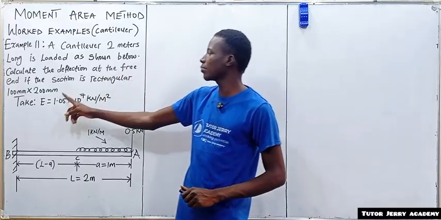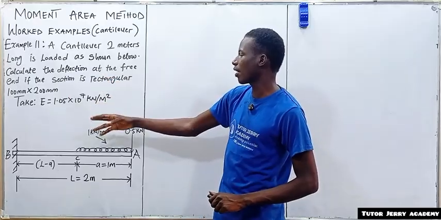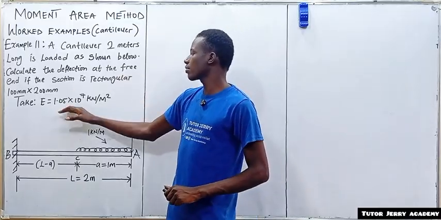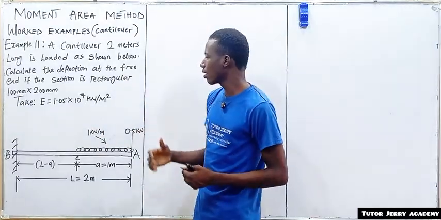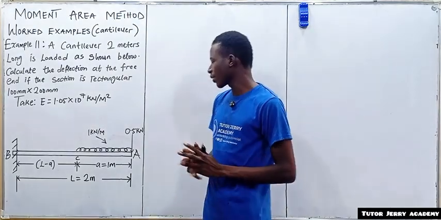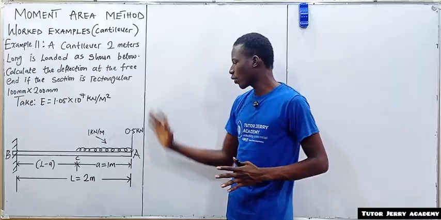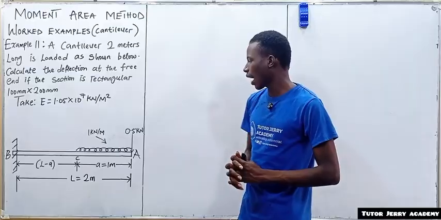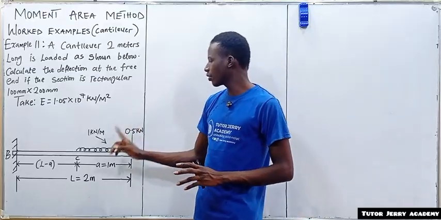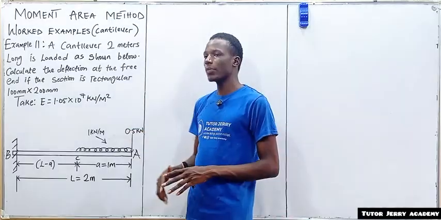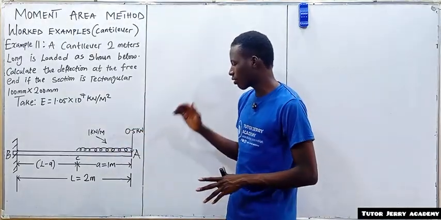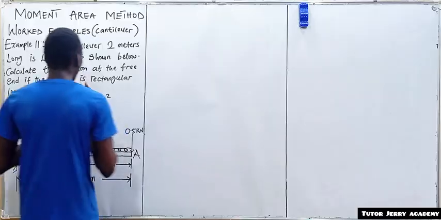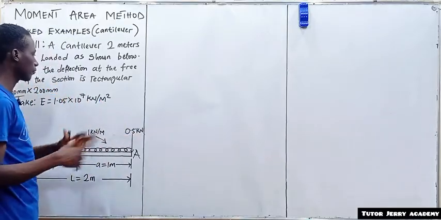We have 100 millimeter by 200 millimeter. We're given modulus of elasticity E to be equal to 1.05 times 10 to the power of 7 kilonewton per meter square. So we have two loads on the board. We have a point load at the free end A, 0.5 kilonewton, and a uniformly distributed load of 1 kilonewton per meter over a span of 1 meter from the free end. We are asked to calculate the deflection at the free end.